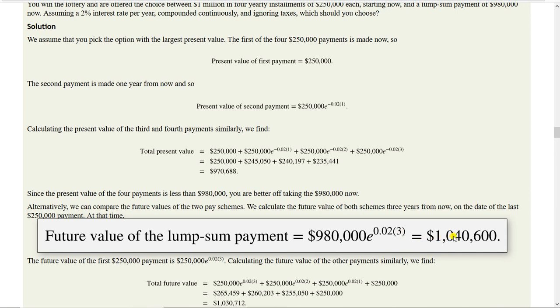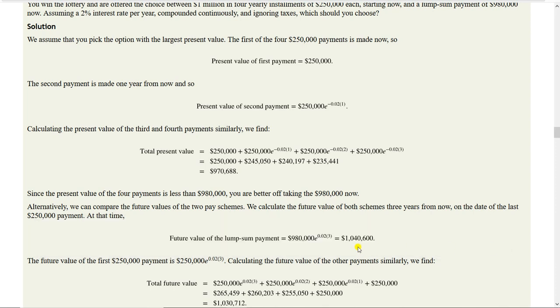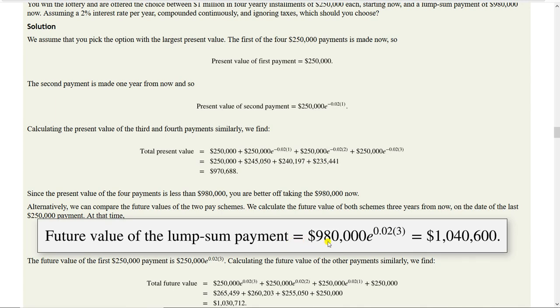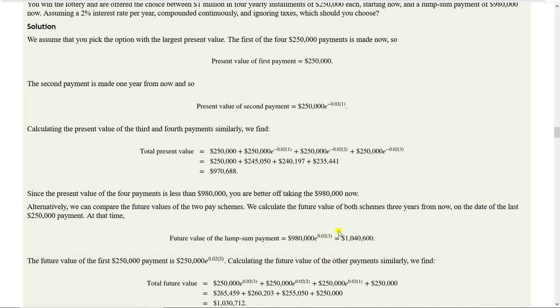So we got up to 1,040k 600, and this makes sense because if you get 980k now, you can keep making some profits by earning the interest rate for each year, and eventually you are getting some more money each year, and by the time after they make all the payments, your future value of 980k should be over $1 million. So we got the future value of this one.